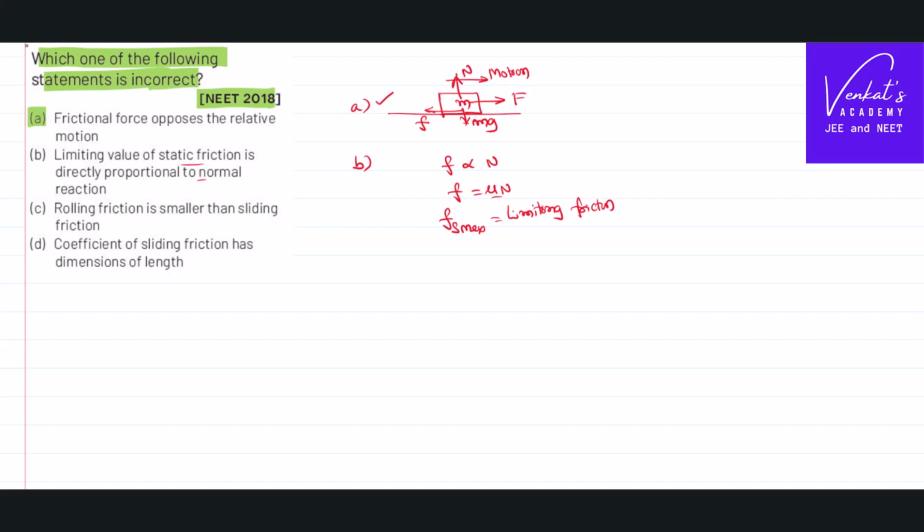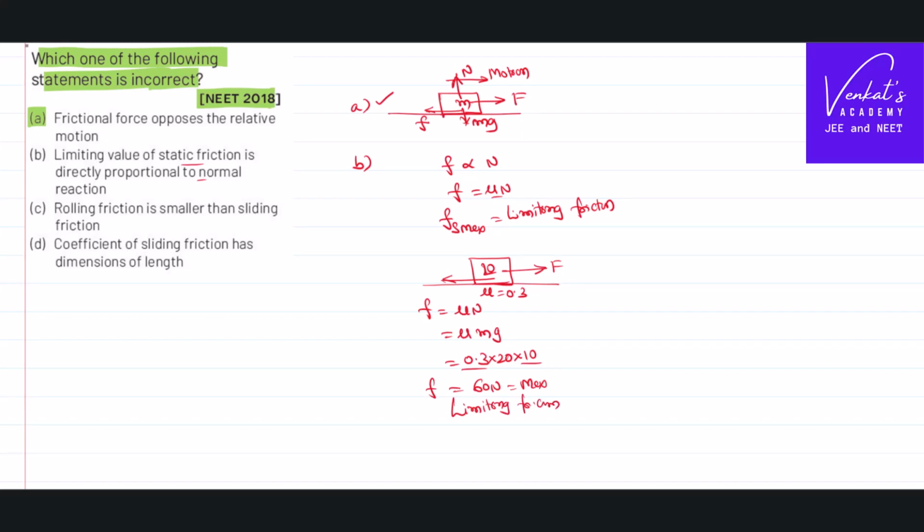I'll just tell you with an example. Say for example, you have a body of mass 20 kilogram and a force is applied like this. Assume that mu is 0.3. Frictional force is mu into normal reaction, mu into mg. Mu is 0.3, m is 20, g is 10. So this is 3 into 20, that's nothing but 60 Newton. So this is the maximum frictional force developed, which is called limiting friction.